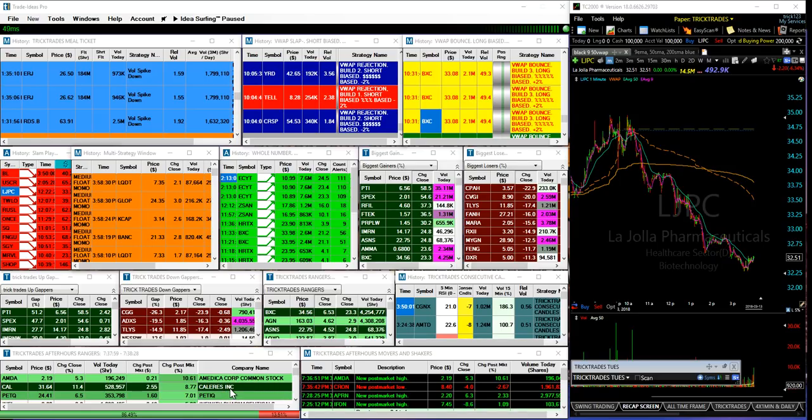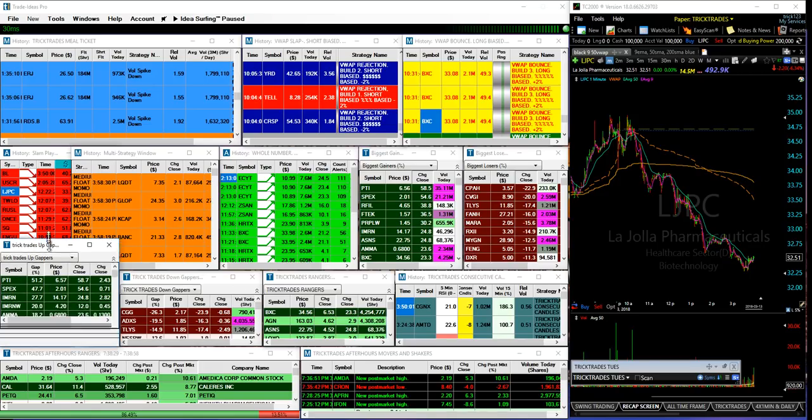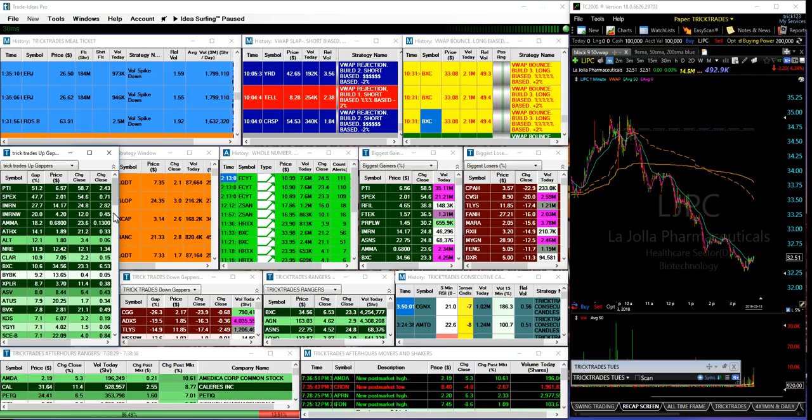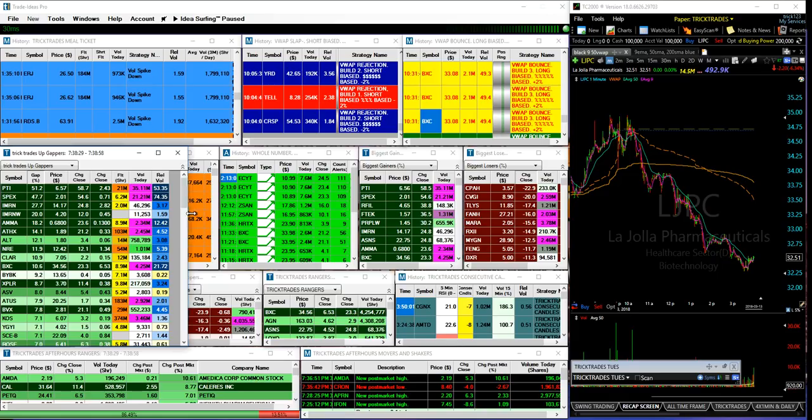So we'll start with the pre-market weapons. Okay, so the pre-market weapons are these three scans right here. The TrickTrades up gappers, TrickTrades down gappers, and then TrickTrades Rangers. So the up gappers, I'll pull this up so you can really see it. This is basically going to tell you what's moving pre-market.